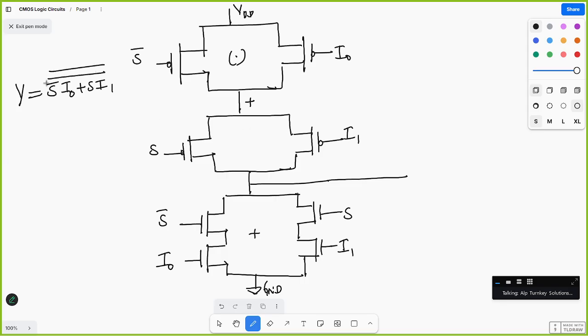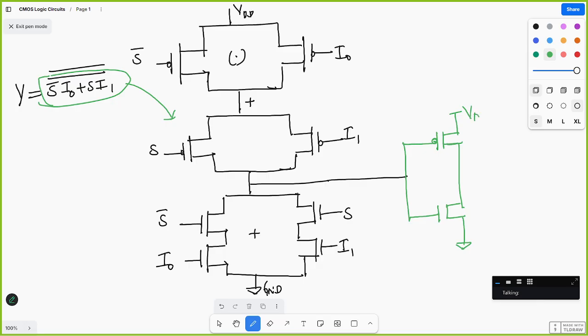So this one is nothing but the circuit I implemented. One more complement is there, so one more complement means this is connected with one more inverter. This is PMOS, and this is NMOS connected together, and here this is ground, and this is VDD. Simple, no?